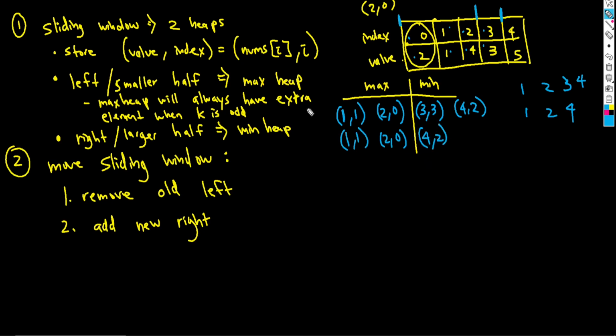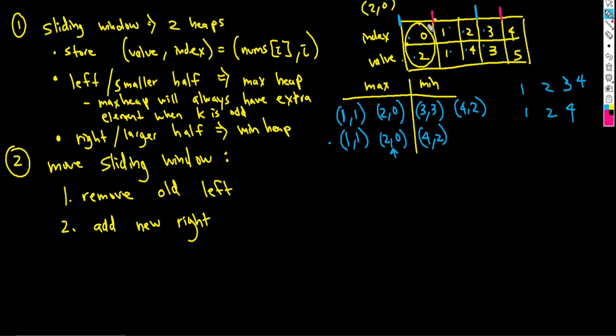So you see, if the size of our sliding window, or k, is odd, then the max heap will always have 1 extra element. And to move the sliding window over to the right, we're going to follow this order. First, we're going to remove the old left. So let's say we're at here, and we need to move our sliding window to here.